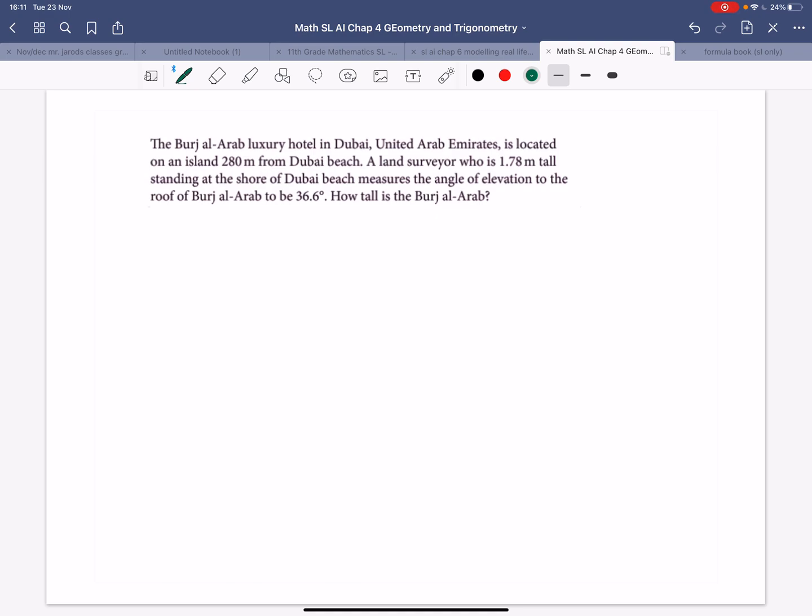Seems really weird. Why would they tell us how tall he is? All right, so I'm gonna have to look this one up because that one's weird. I did all these, but I don't remember the 1.78.